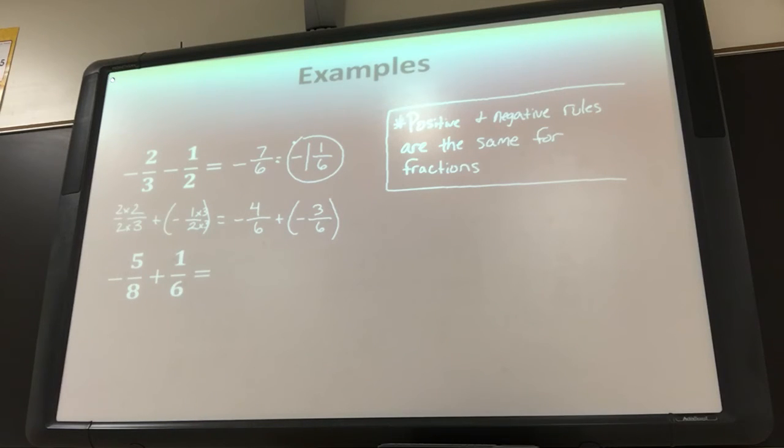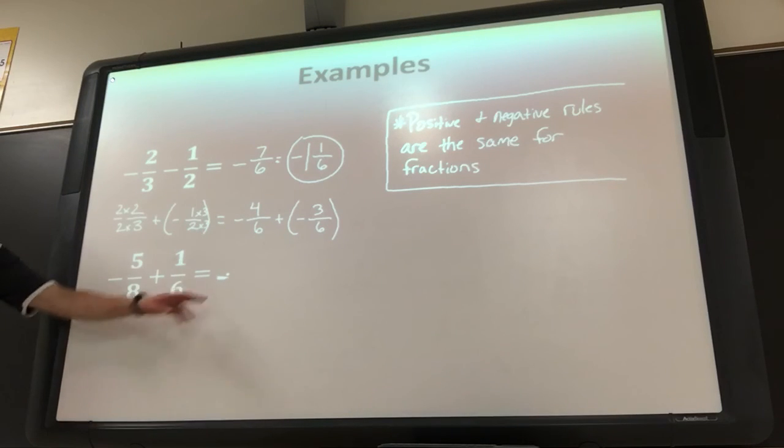So let's look at our next one. So we've already got the addition problem. We don't have to change that. If one is negative and one is positive, do we add or subtract? Subtract. So we're going to actually subtract these. We're going to do 5/8 minus 1/6. 5 over 8 is bigger than 1 over 6. So our answer is going to be negative. Because 5 is more than half of 8, so this is greater than 1/2. 1/6 is less than 1/2, just a smaller piece. So our answer is going to be negative.